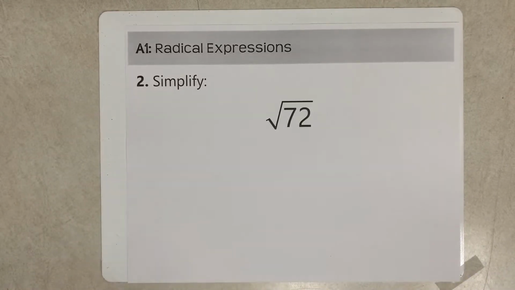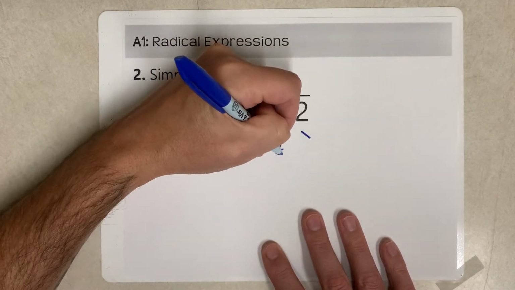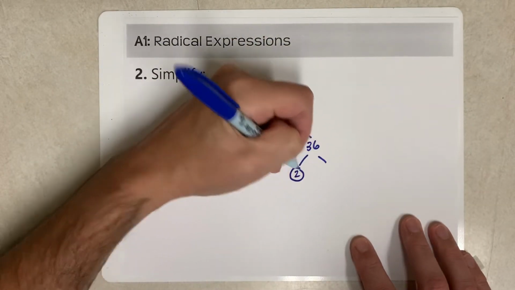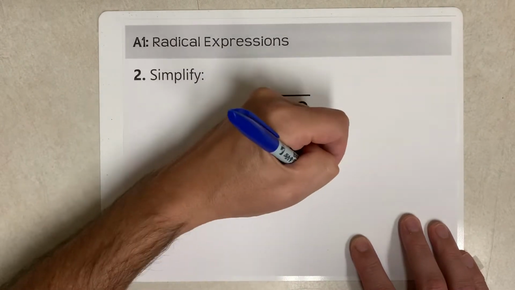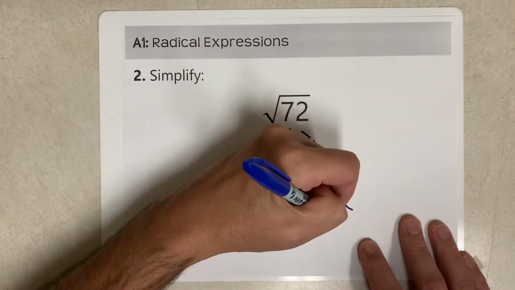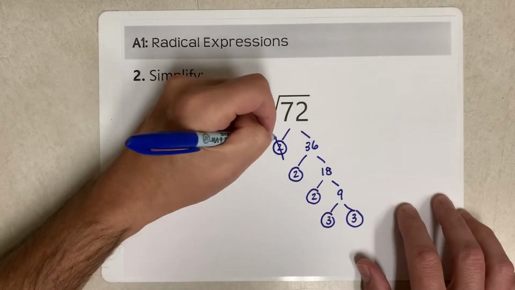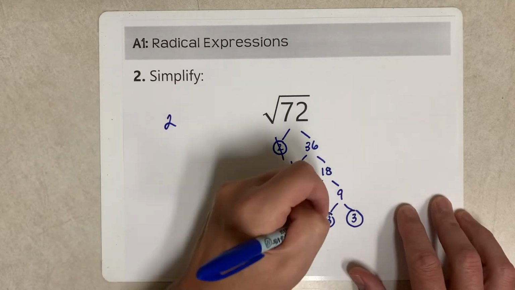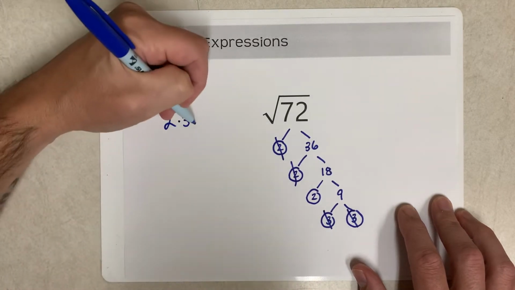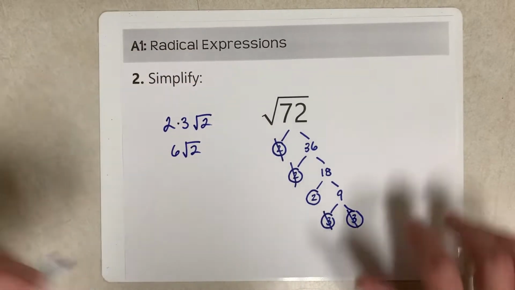Okay, next one, we've got root 72. Again, we're going to break that down. 2 times 36. 36 is 2 times 18. 18 is 2 times 9. And 9 is 3 times 3. Again, in pairs, I see a pair of 2s and a pair of 3s. The 2 that's left stays underneath the square root. 2 times 3 is 6, and 6 root 2 is our final answer for that one.